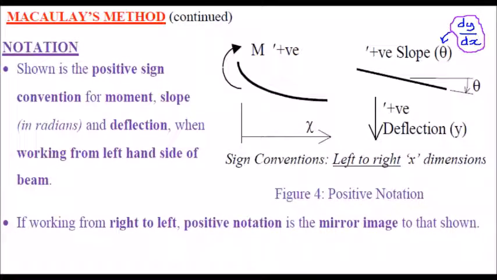Here's a recap of the notation we're going to use throughout the presentation. The positive sign convention for moment, shown here, for slope, shown here, and the slope will be measured in radians, and for deflection, shown here, when we're working from the left-hand side of the beam. So our x value here is positive from left to right.